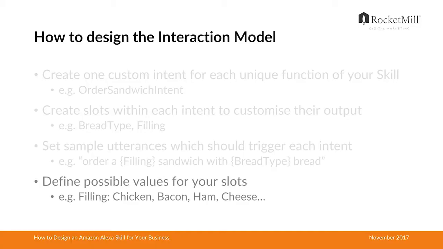You can enter a few of these and Alexa will start to pick up the natural language variations over time, but the more explicit you are, the more streamlined the experience will be, certainly at the start of your skill's life. And then finally define possible values for the slots. So for our filling slot, we might need to specify chicken or bacon or ham or cheese, and they'll map to different variables in effect in the back end of our skill.